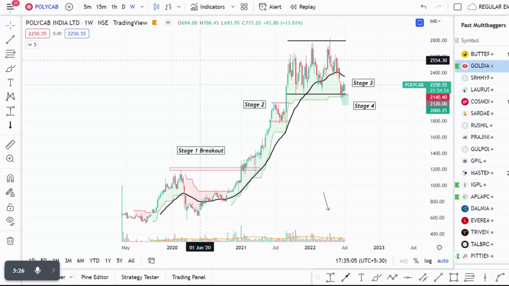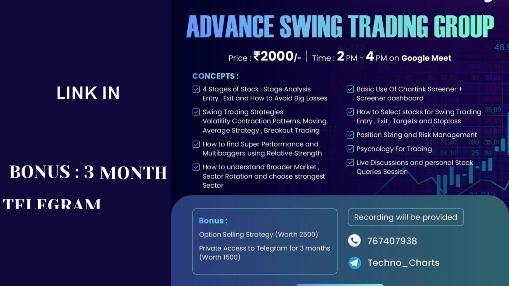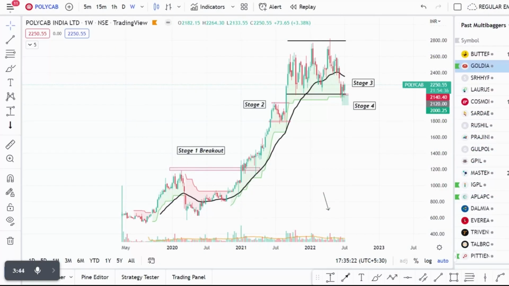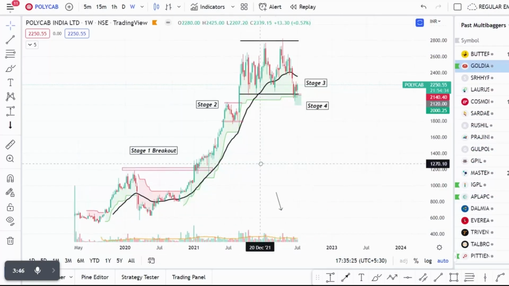The second indicator that we are going to talk about is the 30-week moving average line, where we are going to talk about stage analysis, where a stock generally moves through four stages: stage 1, stage 2, stage 3, and stage 4. Stage 1 is the accumulation period, where generally the stock moves sideways, and then whenever we see that the stock has broken out, the stock moves up in a very drastic manner.